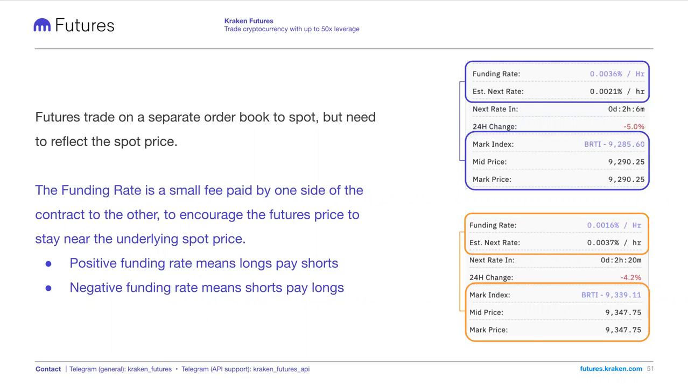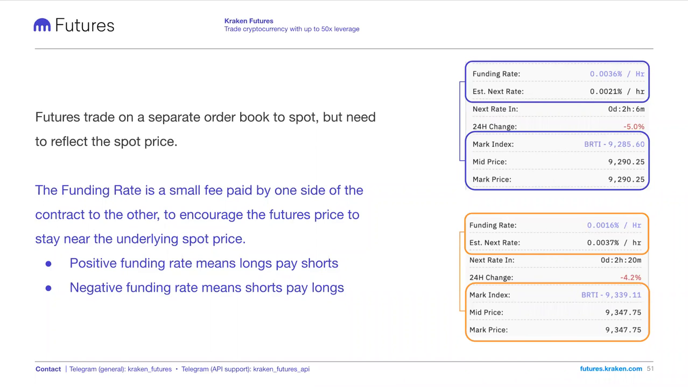Technically it's a completely separate product, but it needs to reflect the spot price. And the mechanism that most exchanges use today to do that, and we do as well, is called the funding rate. And the funding rate is a small fee paid by one side of the contract to the other to encourage the futures price, the contract price, to stay near the underlying spot price.